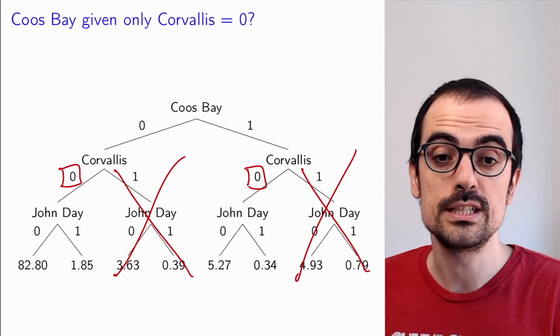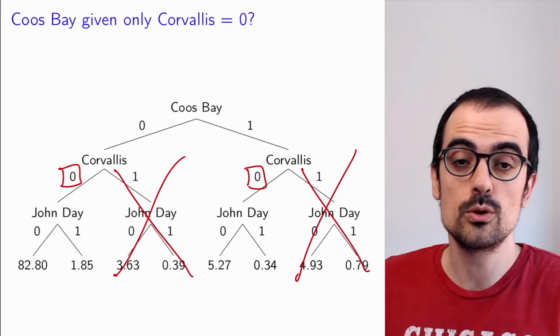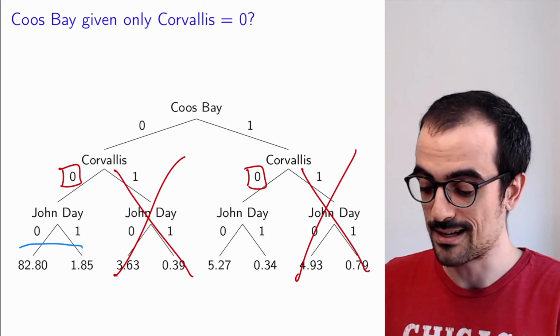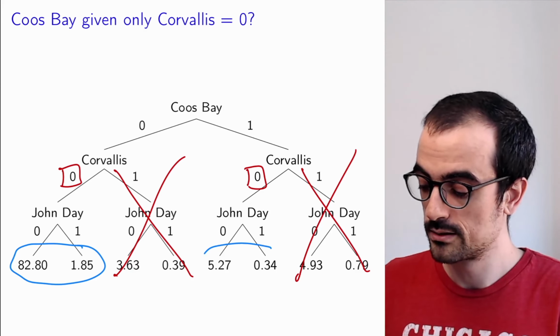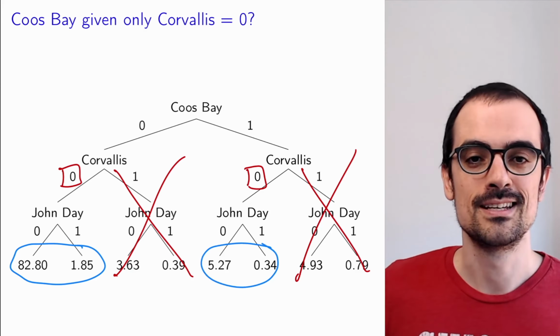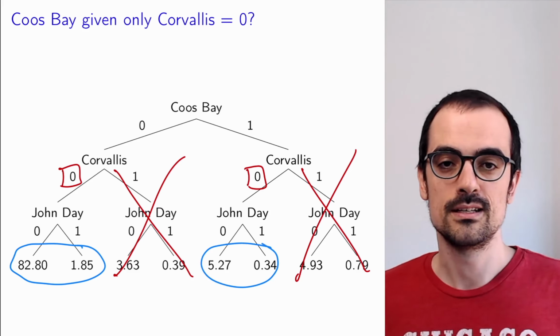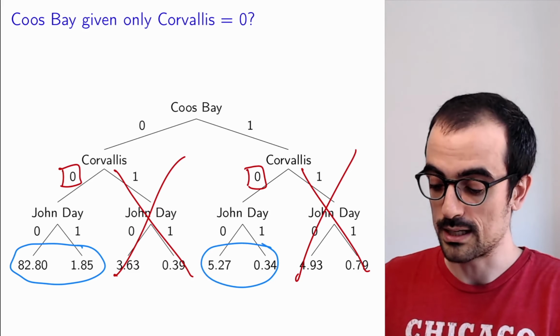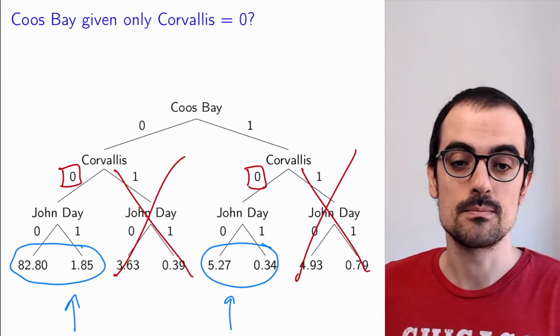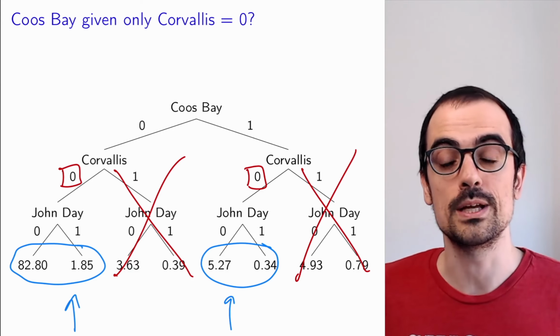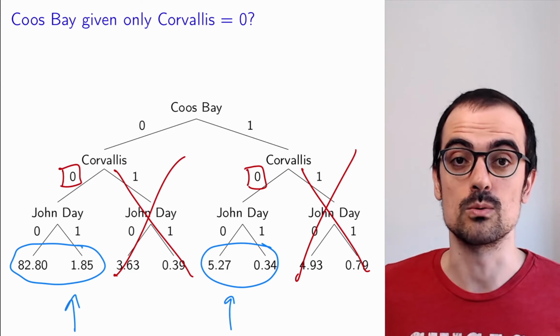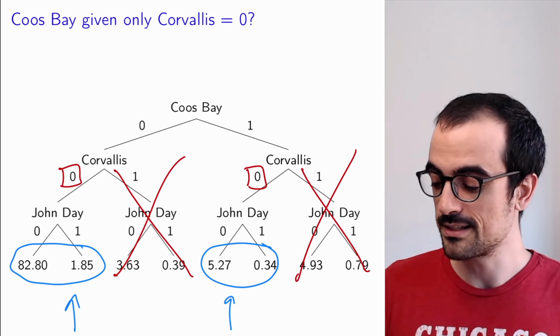But now we're not interested in also conditioning on John Day. So what do we do? We aggregate these probabilities. We sum over John Day here. And that's how we get the conditional PMF of Coos Bay given Corvallis. Then we have to actually normalize these by their sum, which is going to be the probability that Corvallis is equal to 0. Okay, so hopefully that makes sense.